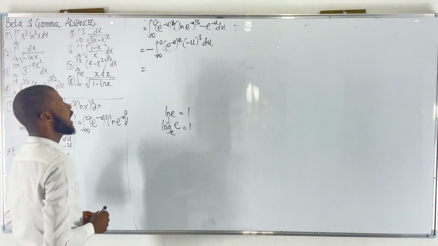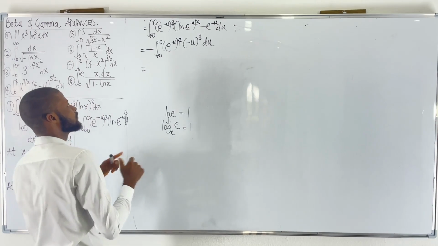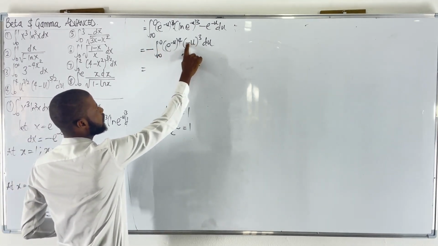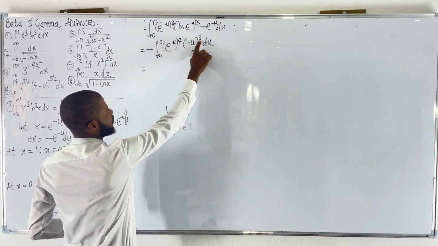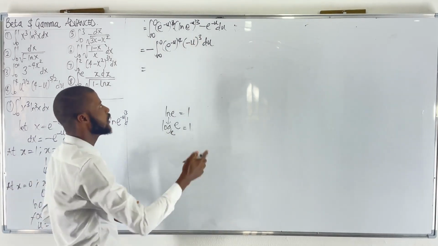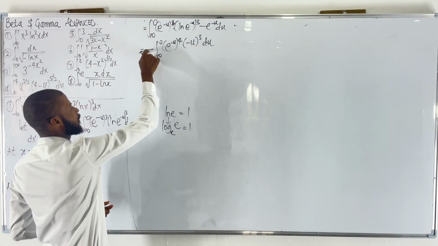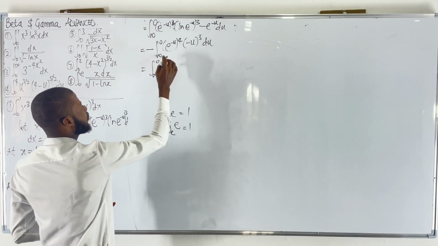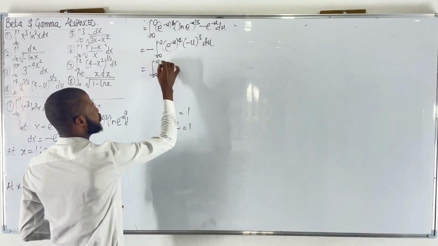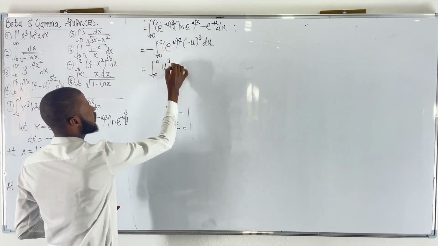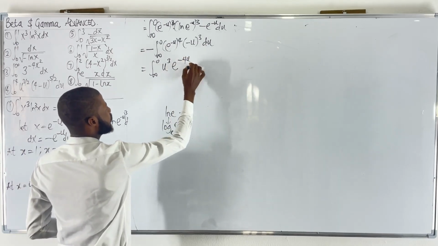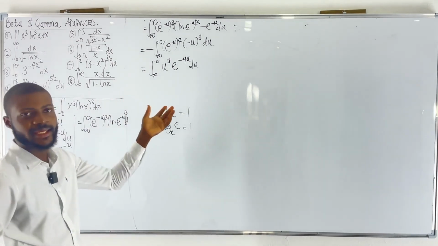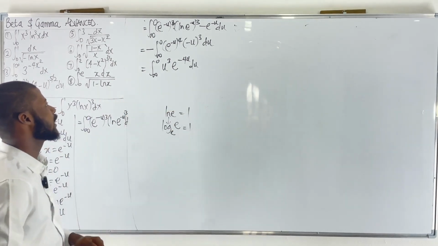Okay, now let's proceed. This is a cube. If you cube minus u, you're also going to have minus u cubed. So let that minus come and meet this minus. That becomes a plus. So this is the integral from infinity to 0 of u cubed, then e to negative 4u du. Yeah, it's now looking like our gamma. Kind of looking like our gamma now.